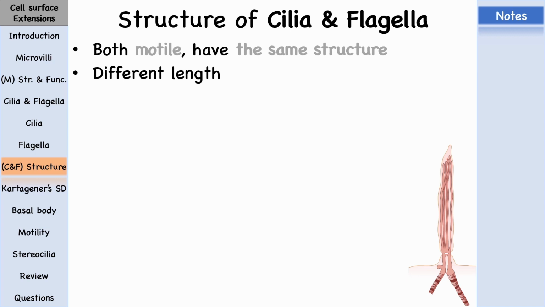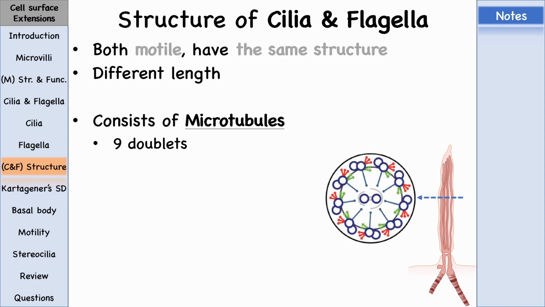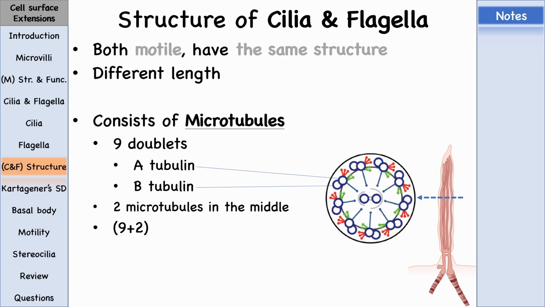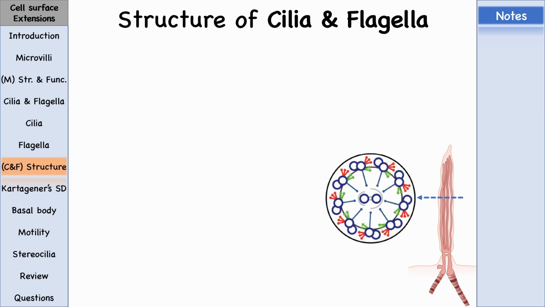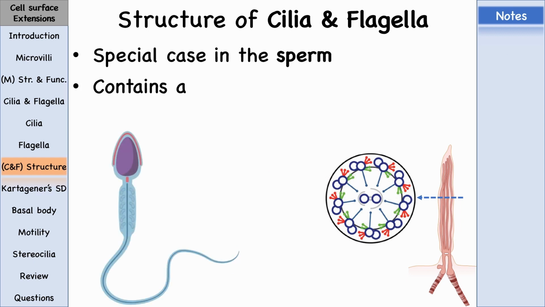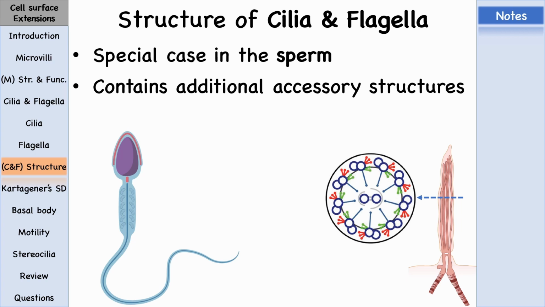Let's learn about their structure. Each of them consists of microtubules distributed as the following: 9 doublets of 2 microtubules, A tubulin and B tubulin. And in the middle, there are 2 microtubule singlets, and we call this shape the 9+2 axoneme. Many helper proteins are associated with these microtubules, the most important of which are nexin, which binds adjacent tubules, and dynein protein, or dynein arm, which is the protein responsible for moving them, and they cannot move without this important protein. The dynein protein uses ATP as an energy source to move the tubules. There is a special case found in the sperm, since it contains additional accessory structure that surrounds the axoneme. So it becomes 9+9+2 instead of 9+2 in the normal flagella.